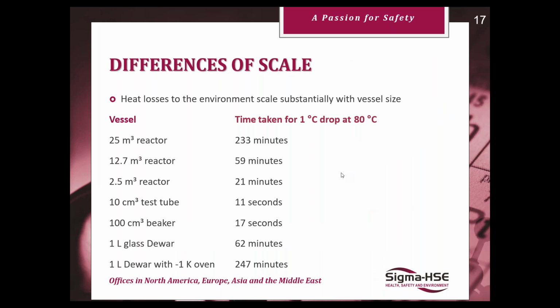So just to illustrate quickly the differences of scale, it's a good indicator if we take a 10 ml test tube, if the liquid within the test tube is at 80 degrees, it'll take 11 seconds for it to drop to 79 degrees, so dropping 1 degree Celsius. As we scale this up to a 100 ml beaker, the same temperature drop would take 17 seconds. And you can see as you increase the reactor volume and mass, it is only scaling up and up. So a 25-ton reactor would take 233 minutes to drop 1 degree Celsius.